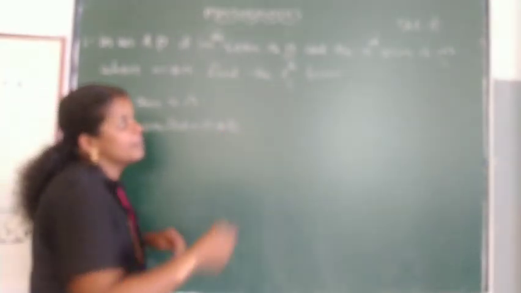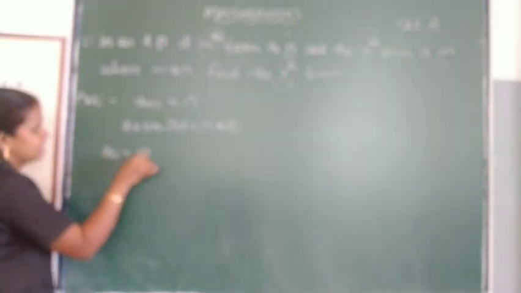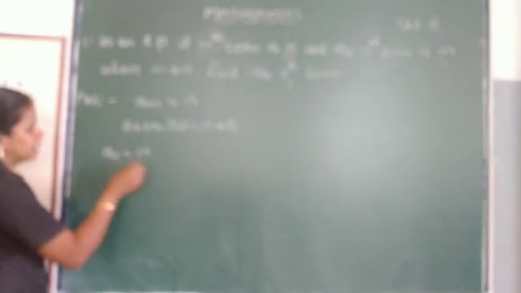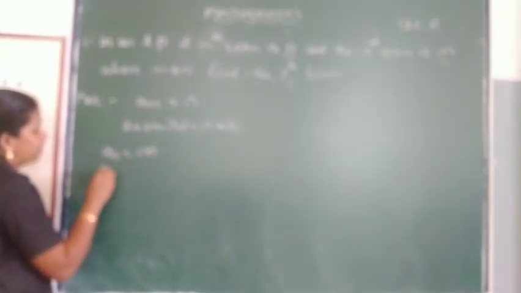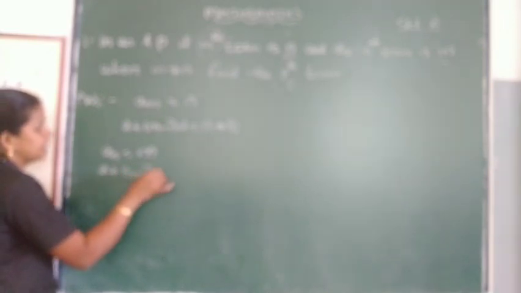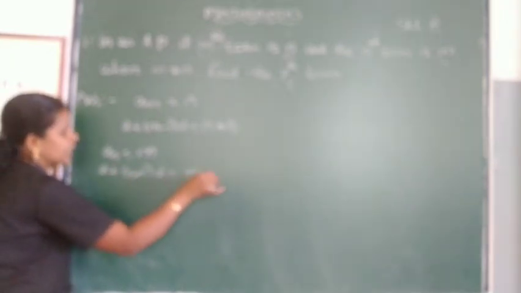Okay, then next, the nth term is m, that is given. That is, an equal to m is given, and the mth term is n. The nth term is m. That is a plus n minus 1 into d equal to m, which we consider as equation number 2.